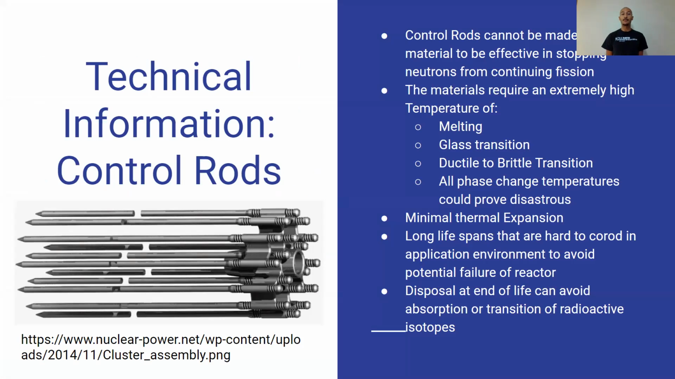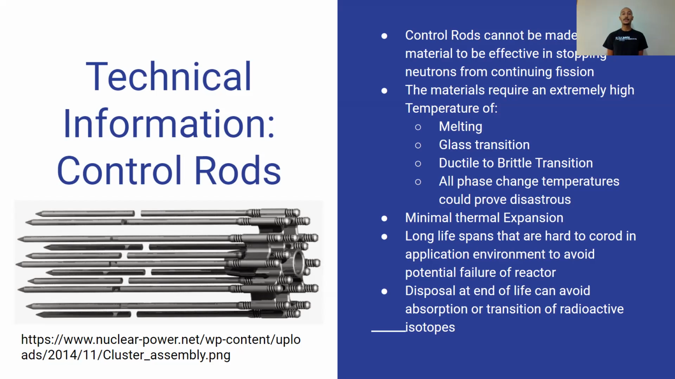Specifically, the traits that we are looking for in these control rods are a couple of key engineering traits. Very, very high melting temperatures, glass transition temperatures, ductile transition temperatures, and all other phase change temperatures that are above the operating temperatures of the fission reactor.